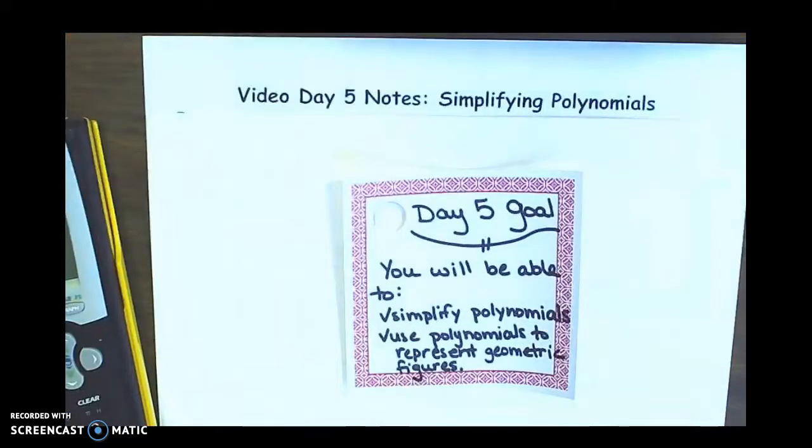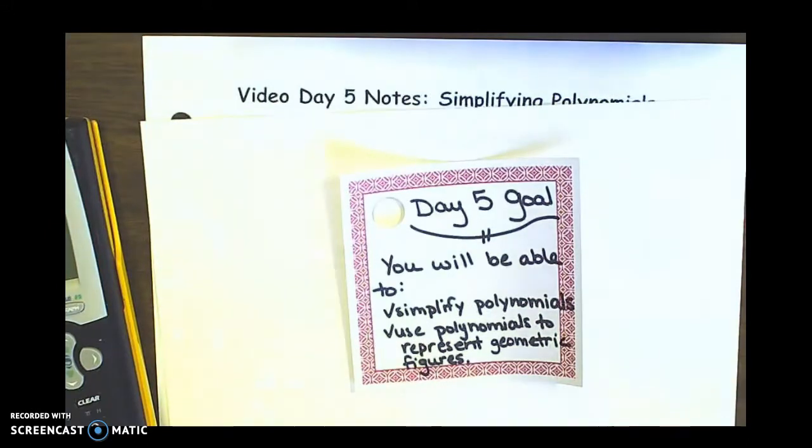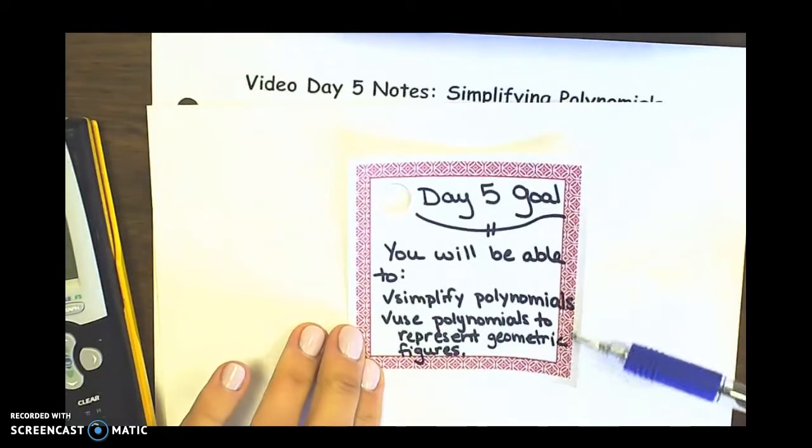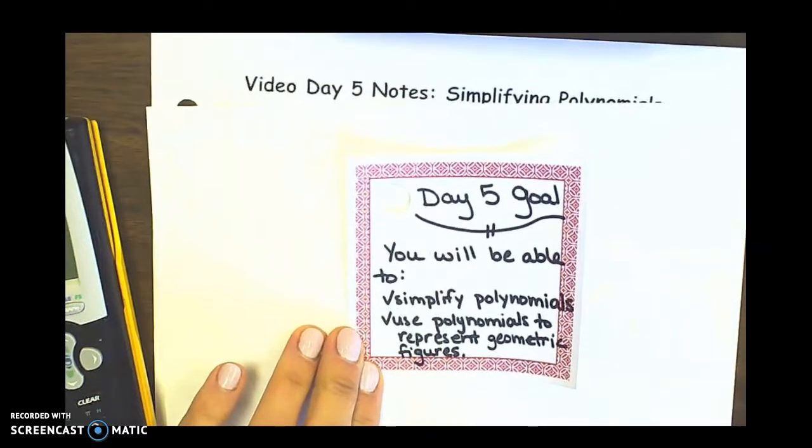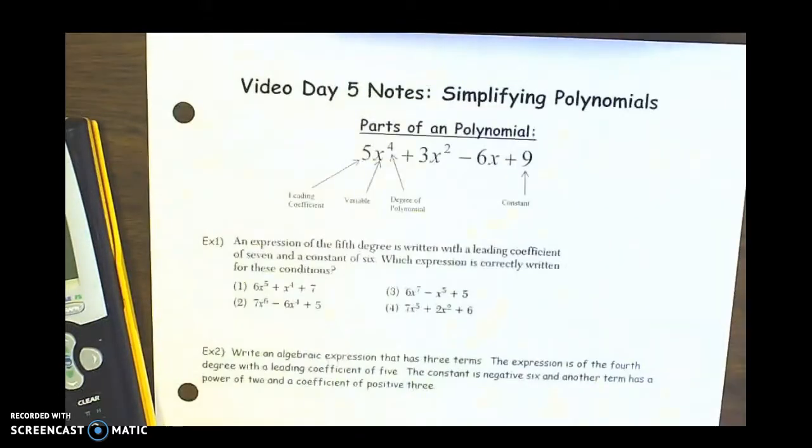Welcome back. We've got day 5, all about simplifying polynomials. Our goal for today: you will be able to simplify polynomials and use polynomials to represent geometric figures. To kick us off, let's talk about the different parts of a polynomial.